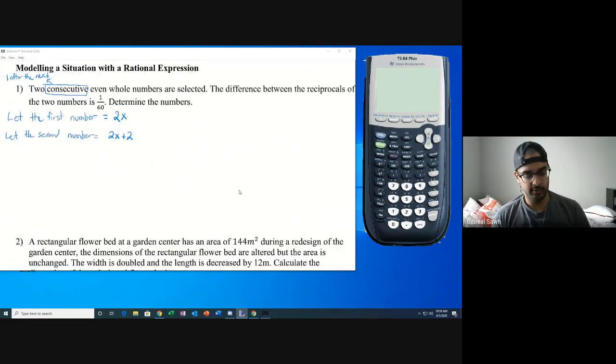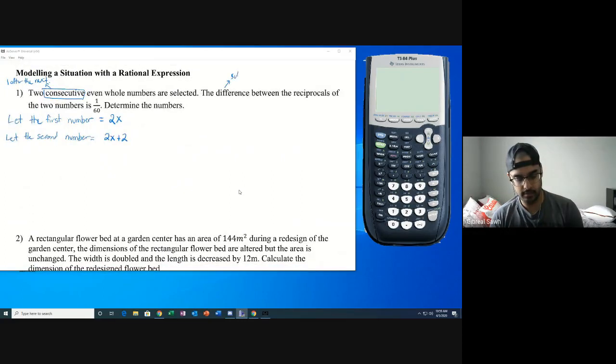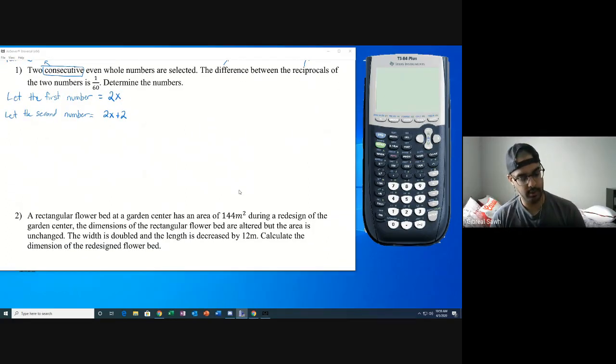We are told that the difference, so this is going to mean subtract. Reciprocal means essentially the flipped version. So the difference, so subtract the flipped versions of those numbers, you get 1 over 60. So let's flip those numbers first to make our expression. So 1 over 2x minus 1 over 2x plus 2 is going to be equal to 1 over 60. What I'm really trying to locate here are those two numbers. If I can solve for x, I can plug it back into my original expressions of 2x and 2x plus 2, and I can find those two numbers.